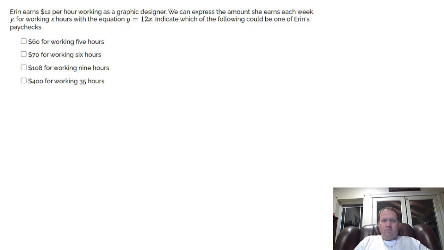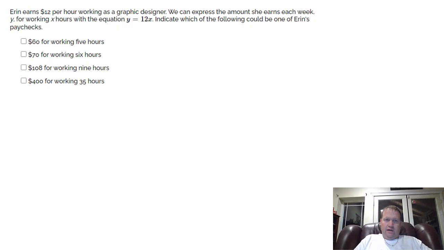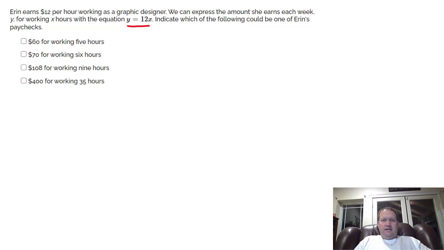And here's a real world problem of the same thing. It says Erin earns $12 an hour. There's her equation, y equals 12x. If I make $12 an hour, x represents hours, and y represents money. So the question is, could I earn $60 if I work 5 hours?